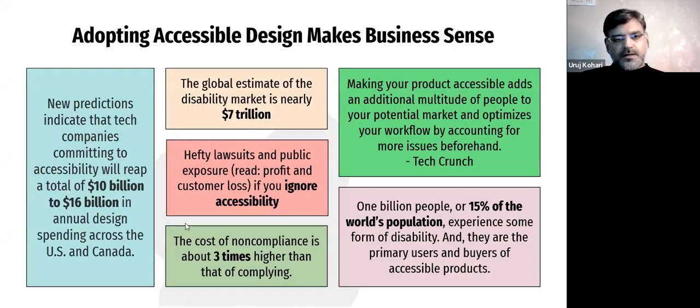And I think this is like amongst the final slides, one or two slides more, and we are done. Why does adopting accessible design make business sense? Number one, those companies who will really reap benefit out of this will be the ones which pay a lot of attention to creating accessible products. So 10 to 16 billion dollars are on the table for anyone to really pick up by creating products which are accessible. Okay, that's so important.